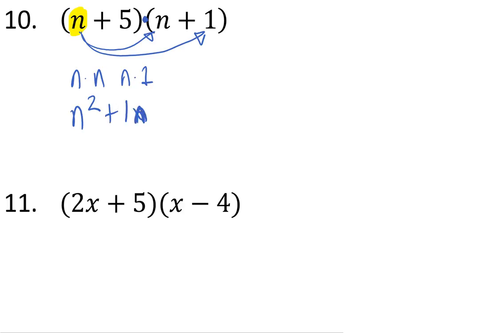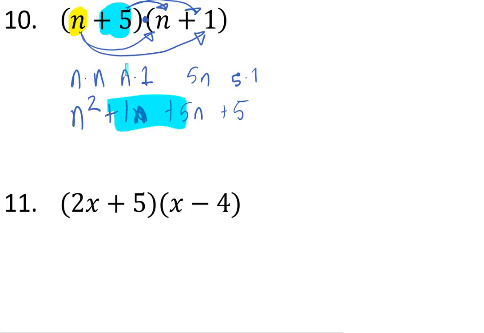Then we're going to take our second term in the first one, plus 5, and distribute it to the other one. So that's 5 times n, which is plus 5n, and then 5 times 1, which is plus 5. Then we have our like terms right there, which is 1 plus 5, which is 6. So I have n squared plus 6n plus 5.